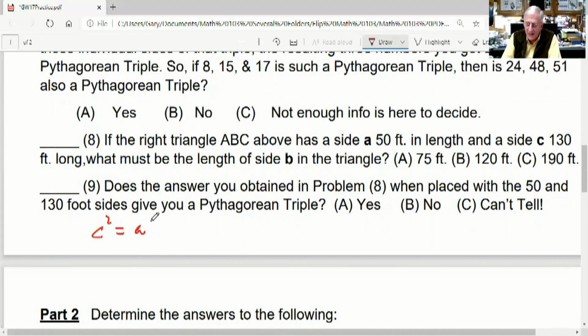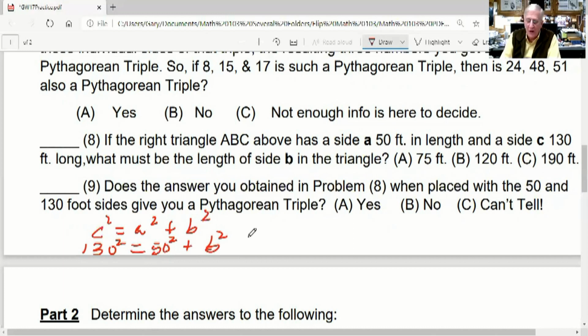C squared has to equal A squared plus B squared, right? So if I take the side C, which is the hypotenuse, 130, and square it, and I add to it, all right, 50. Well, 50 could either be A or it could be B. It doesn't really make any difference. But if I square 50, right, and I add to it B squared, I should get 130 squared if I add those two squares that are on the right-hand side together.